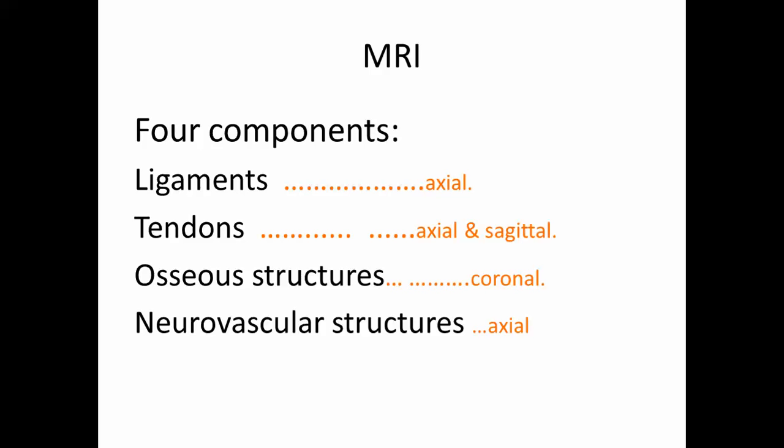In the MRI, you can check for components: the ligaments, the tendons, osseous structures, and the neurovascular structures. This will be in another presentation.